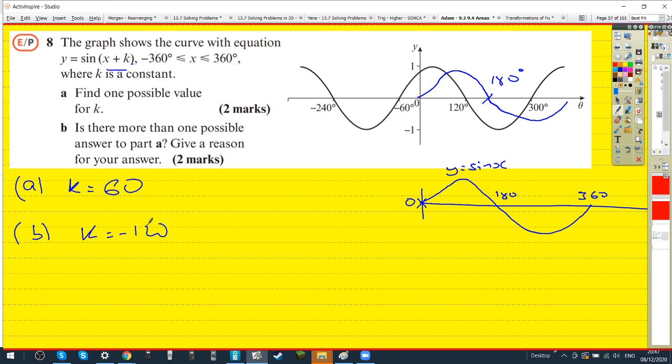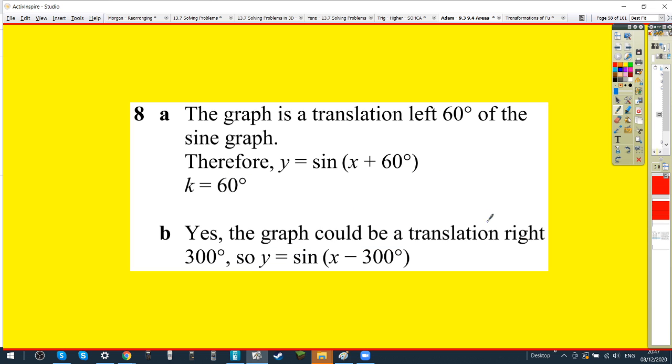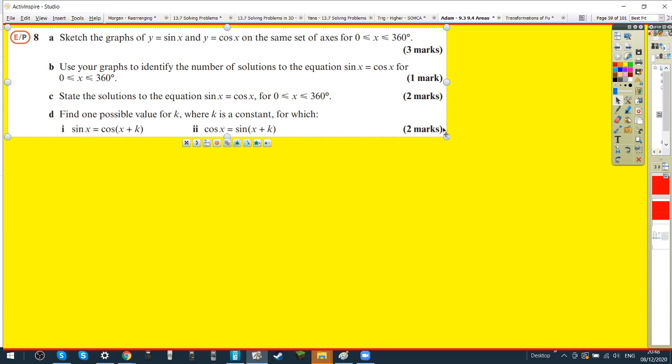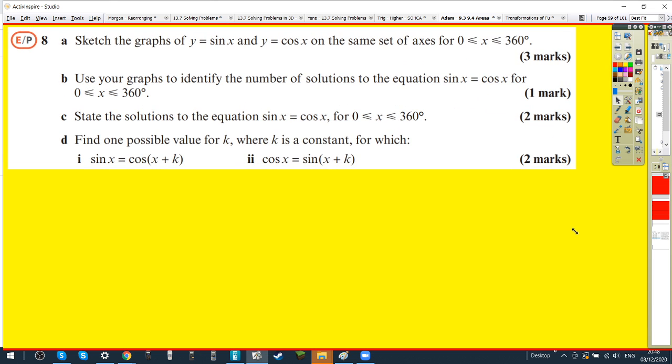And what else is it saying? Give a reason. Is there more than one possible answer? Yeah, it's infinite. The graph could be a translation right 300 as well. Yeah, you could do x minus 300. You could do all sorts of stuff. Okay, it's infinite. So you can keep spinning round and round. State the solutions. Find one possible value for k.